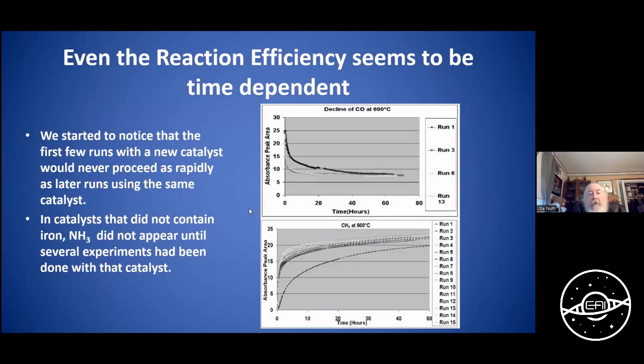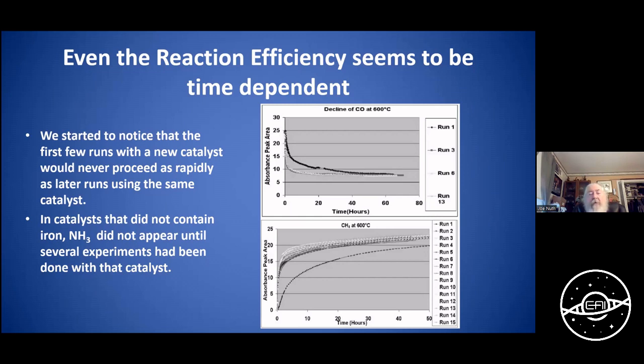What was unusual about the experiments that we ran is that we assumed that the Fischer-Tropsch catalyst would be poisoned by the materials that stuck on the surface. What we found was exactly the opposite. The materials that we were using, the analog iron silicates and magnesium silicates that we were running, actually got better as we ran one after the other.